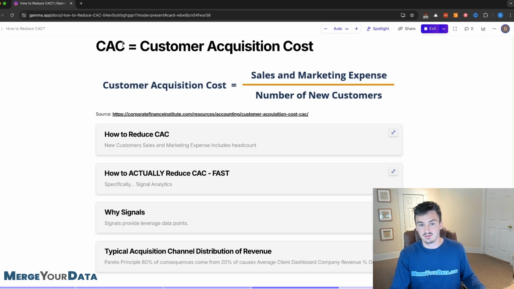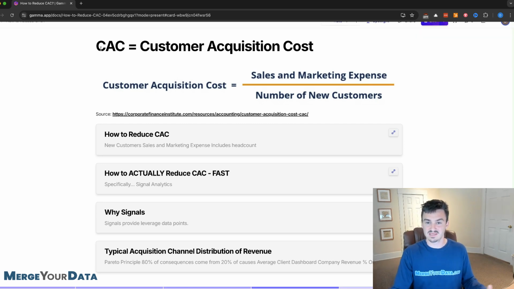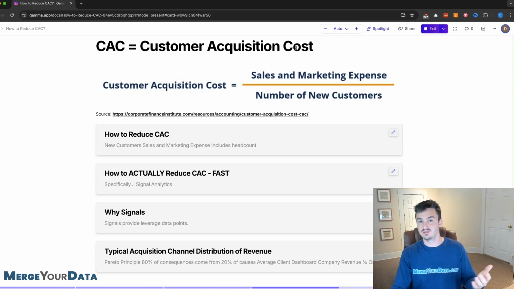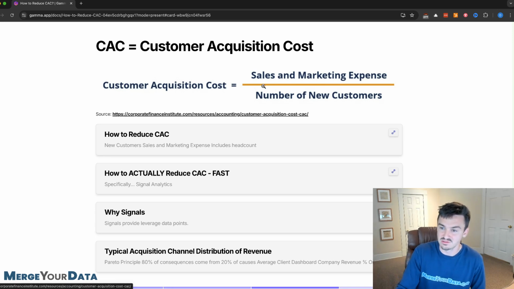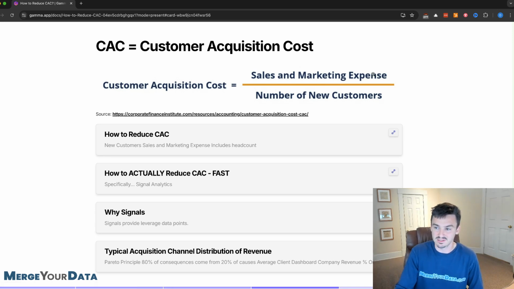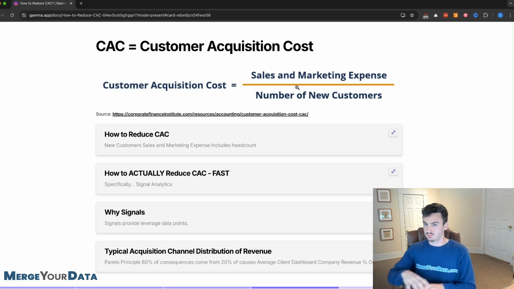So now looking at this right here, we've already talked about this, CAC equals customer acquisition cost, if you didn't know that already. And then this is the formula that I pulled from the Corporate Finance Institute, really simple. Sales and marketing expense divided by number of new customers. And that sales and marketing expense should include literally all of your expenses associated with sales and marketing. That's part of what it costs to acquire the customer. And so that means your headcount needs to be included in that. Otherwise, you're not getting a full picture here.